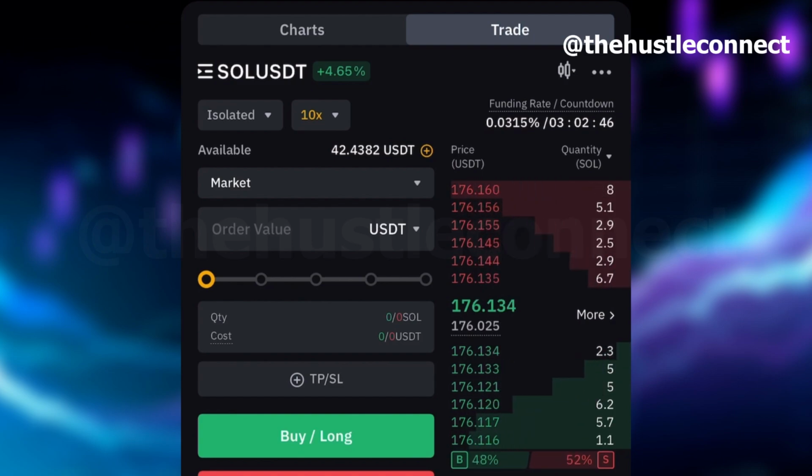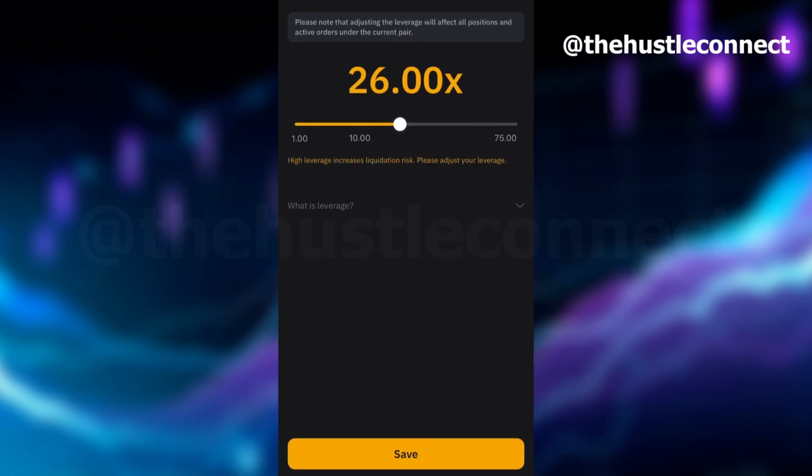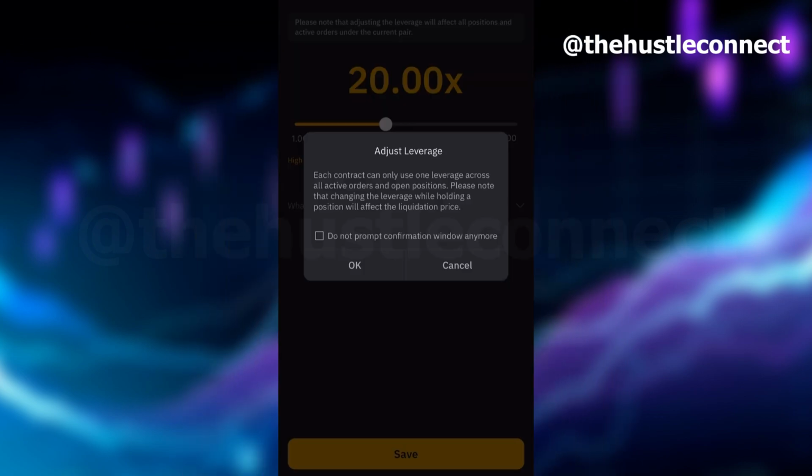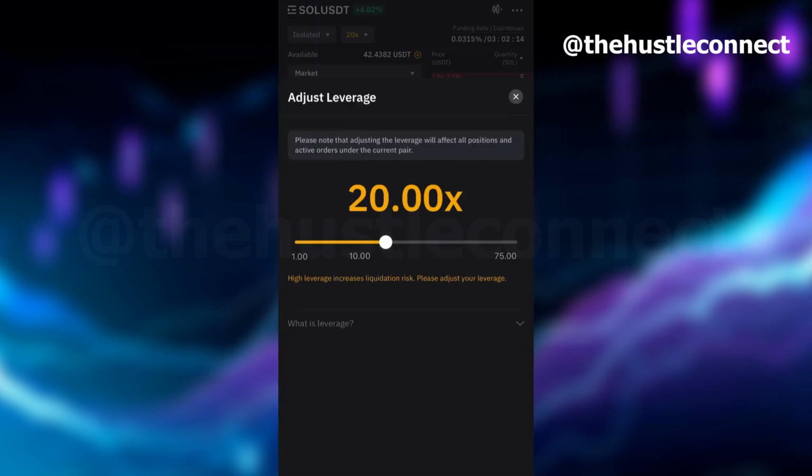But the downside is that the higher your leverage is, the closer it is to liquidation. It won't take much to liquidate your fund if you increase your leverage so high. So it is advisable to start with at most 20x leverage as a beginner. Now you click on save and OK.